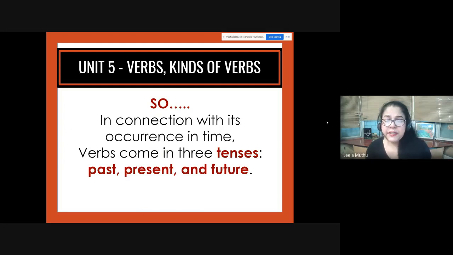So in connection with occurrence and time, verbs come in three tenses. So you must remember the tenses. Okay, tenses is a completely separate word, a completely different unit. I just added it here so that you wouldn't get confused between tenses and these different types of verbs. Okay, verbs are separate. Okay, tenses are different, different occurrences in time, like the past, the present, and the future. That's for another day. All right.